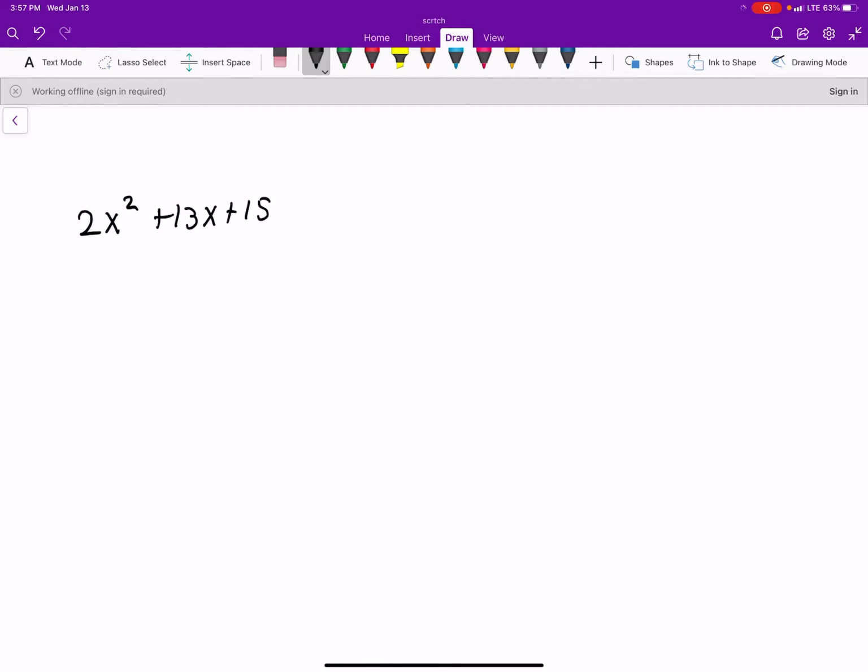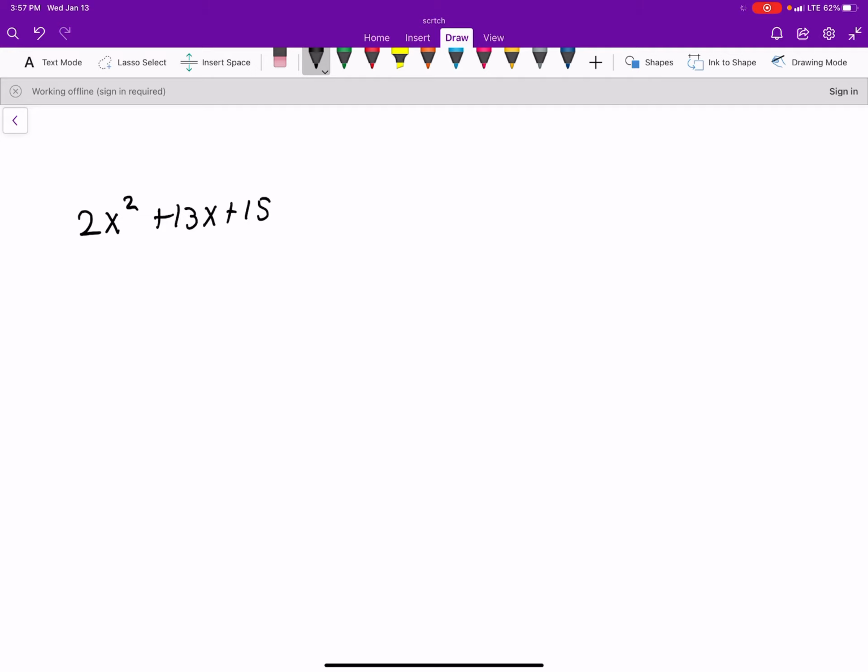Okay, so we're going to look at this factoring example: 2x squared plus 13x plus 15. Now to factor this, if we try any of our other techniques besides what's called the AC method, we'll see that it doesn't actually work. So we have to do the AC method. You can try factoring other ways, and it unfortunately won't work.